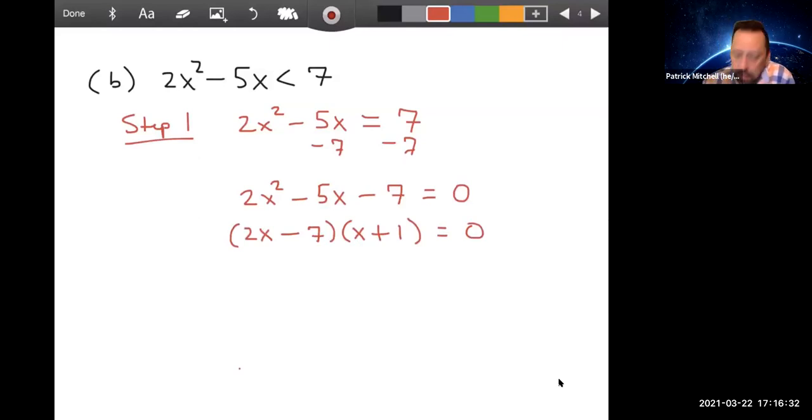Okay, and again, hopefully this makes sense. If 2x minus 7 times x plus 1 is 0, that could only mean that x is either 7 halves or negative 1. Okay, so those are what's called my boundary points. Those are the points that are going to get plotted on the number line. So let's draw that number line.